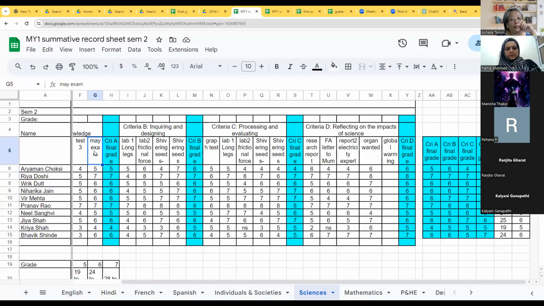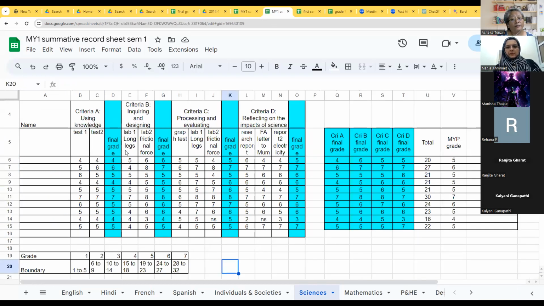So I had taken only criteria A as the May exam. That's why I have put it here. I have not given these other questions. I have only assessed criteria A, so I have to put here whatever grade they have put.